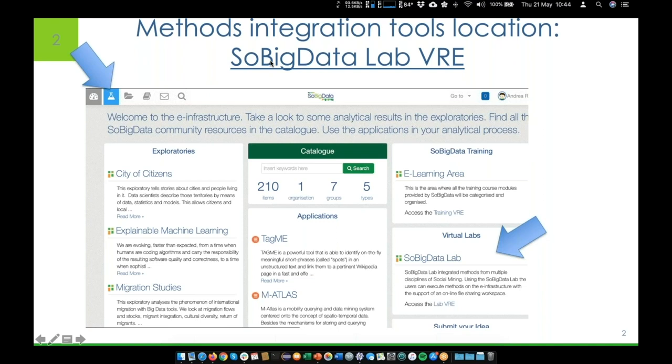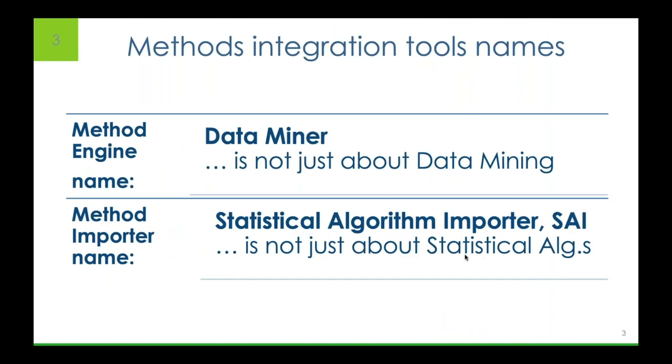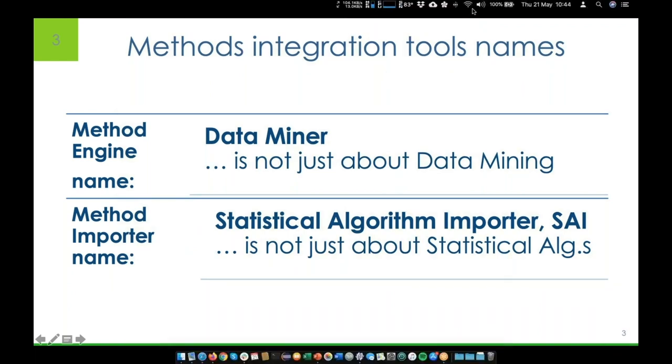How do you import? Where is the method importer? How do you locate it? It is in the SoBigData Lab VRE. The SoBigData Lab VRE is accessible from the landing page of the gateway, so the first page that you see once you log in. If you can see the arrows here, there is the beaker icon on your top left, but also a much bigger SoBigData Lab link on your bottom right.